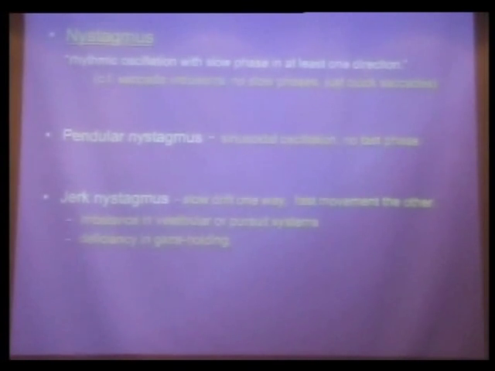So just to remind everybody, what are we talking about? Nystagmus is a rhythmic oscillation of the eyes, and it has to have a slow phase in at least one direction. The fact that it's rhythmic and has a slow phase is what distinguishes it from saccadic intrusions. Saccadic intrusions don't have a drift. They're just a bunch of saccades, and they tend to come in little bursts and somewhat chaotic. Nystagmus is not chaotic. It's fairly regular.